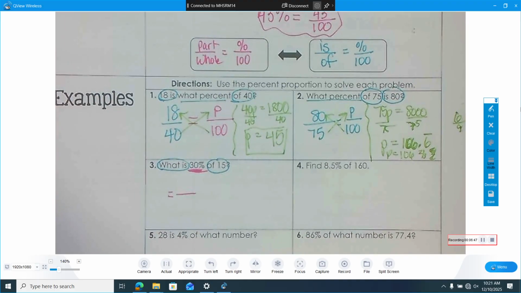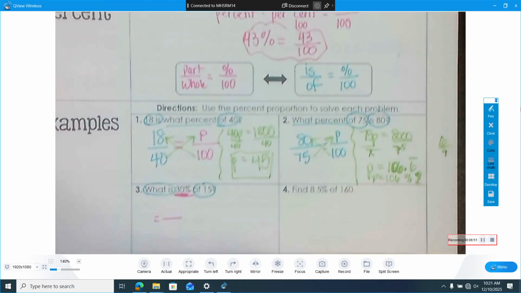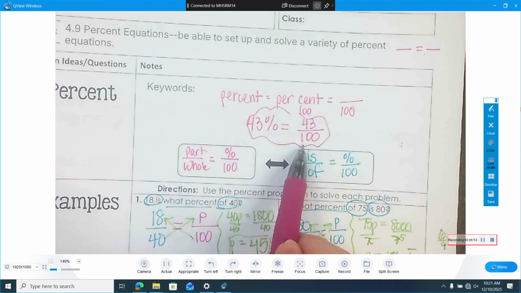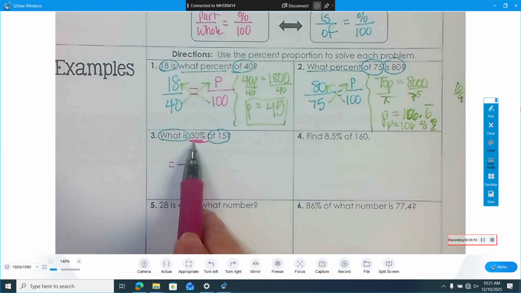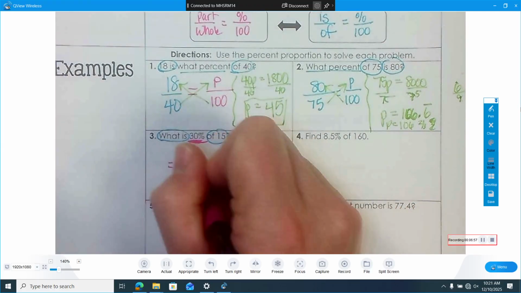Can I turn that into a fraction? Yeah, what is the fraction for 30%? 30% is 30 over 100. So 30% is 30 out of 100.